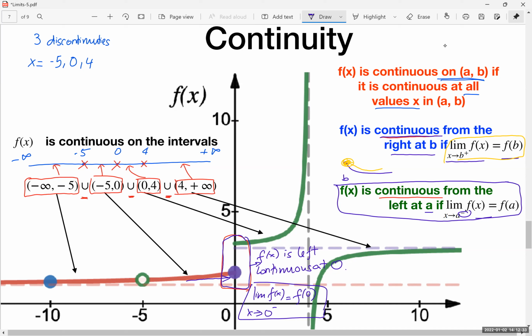All right, so now you know how to determine which intervals the function is continuous by finding the discontinuities, dividing the number line using these discontinuities, and connecting these intervals using the union notation. And then you can determine left continuous or right continuous using the left or the right limits, combined with the function values at that point.